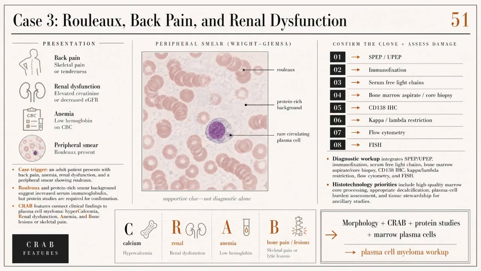For histotechnologists, the integration of clinical information with meticulous specimen processing and staining is essential. High-quality bone marrow biopsy sections and peripheral blood smears enable pathologists to accurately assess plasma cell morphology and perform reliable immunohistochemical and molecular studies. Awareness of common pitfalls, such as misinterpreting reactive plasmacytosis or failing to recognize subtle light chain restriction, ensures diagnostic precision. In summary, this case encapsulates the multidisciplinary approach required to diagnose multiple myeloma, highlighting the pivotal role of histotechnology in specimen preparation, staining quality, and ancillary testing.